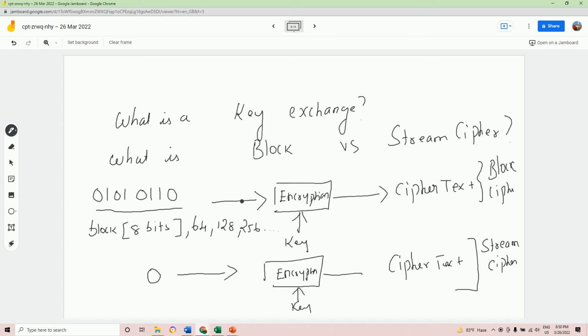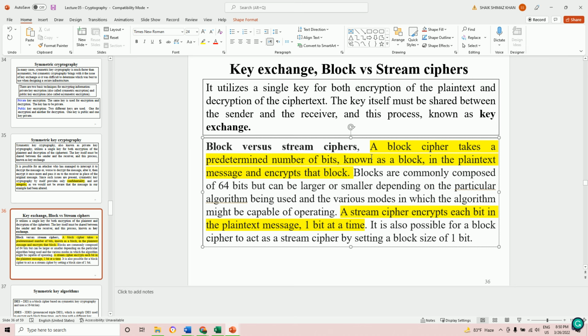Clear? So what is a stream cipher? What is a block cipher, students? Please find the answer here. A block cipher takes group of bits. If you find difficult to use this word, you can say a block cipher takes group of bits known as a block as a plain text, to do the encryption. The stream cipher encrypts one bit at a time. Very simple. Clear?